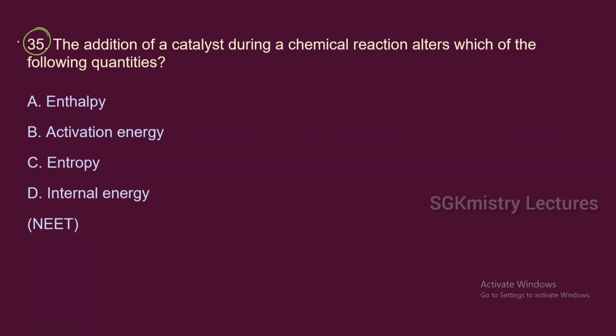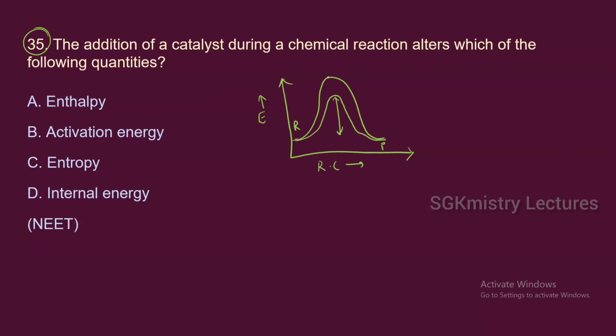The addition of a catalyst during a chemical reaction alters which of the following quantities? So again, it is very clear that whenever a catalyst is added, the activation energy is lowered, right? So in a normal reaction, if you take the reaction coordinate, this is the reactant. Product will have a lower energy than that of the reactant. So this is the energy and this is the reaction coordinate. So whenever you're adding a catalyst, what happens is the activation energy is lowered. So this energy gap is nothing but the activation energy. So this energy gap is lowered in the presence of the catalyst. So the correct answer is option C.